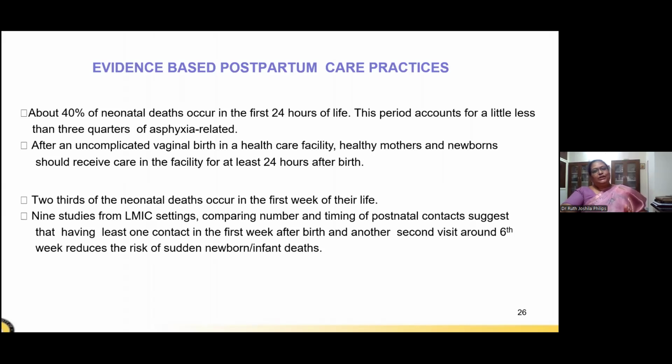So it gives an opportunity for the midwife or for the doctor to also examine the baby, to identify any danger signs and treat them accordingly. So when the first postnatal visit does not happen in the first week, there are chances of the newborn getting into serious situations, and even neonatal deaths can occur. And after the first postnatal checkup in the first week, a second visit is recommended around the 6th week. Both of these are considered to be important, and also important in reducing sudden newborn and infant deaths.